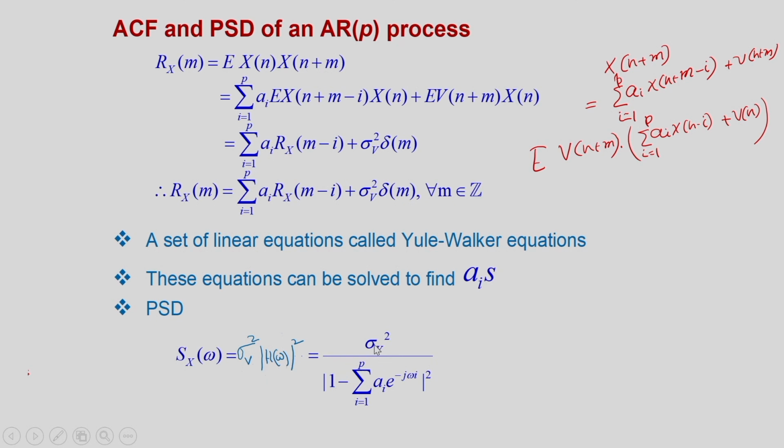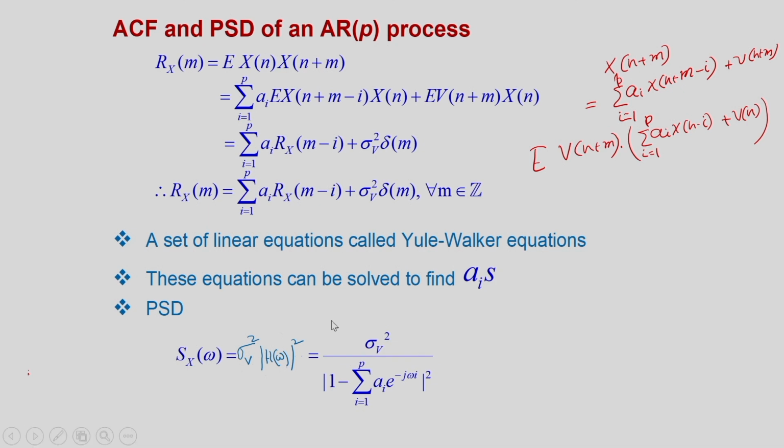If I substitute |H(ω)|², we will get σv² divided by |1 minus summation a_i e^(-jωi), i going from 1 to p|² whole squared. So, this is the power spectral density of the AR(p) process. This is the denominator term because it is an all-pole filter, and these are the filter coefficients. So, that way we will get this expression.